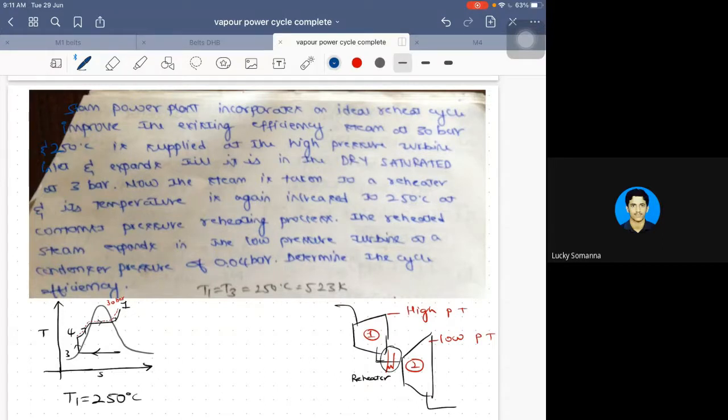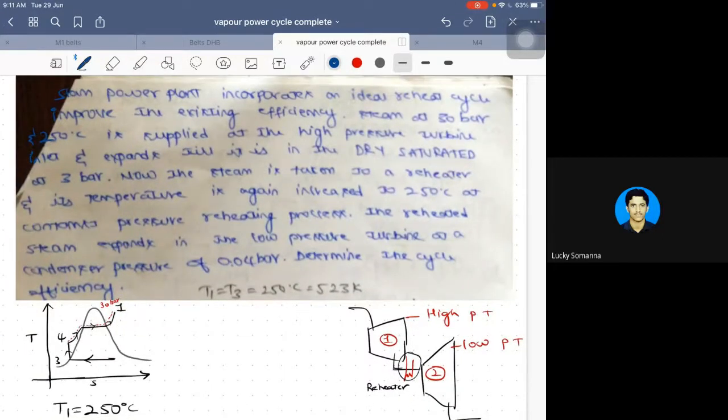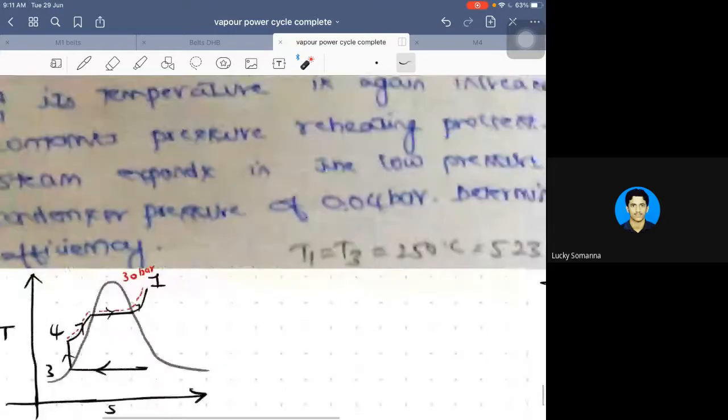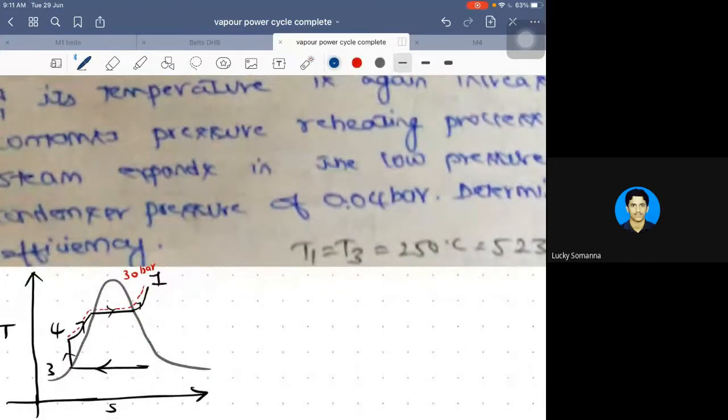I want you to analyze this and answer. Further he says that in the high pressure turbine, the steam expands till it is dry saturated at 3 bar. So till where does the steam expansion take place? Vertically till it touches that line. Till where will it move on? On the curve, sir.